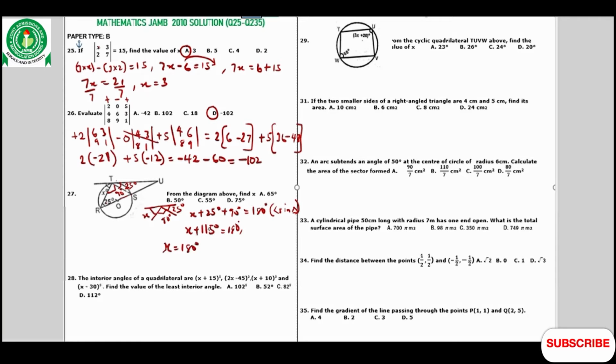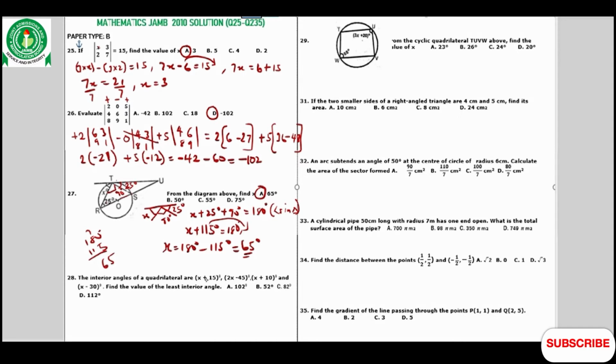180 degrees. Now take this one to the other side. It becomes minus 115 degrees. So when you minus them, 180 degrees minus 115, just quickly do it here. That is 5. This one remains 7. 7 minus 1 gives 65. So the angle here is 65 degrees. So that's that about that. The angle here is 65 degrees, option A.